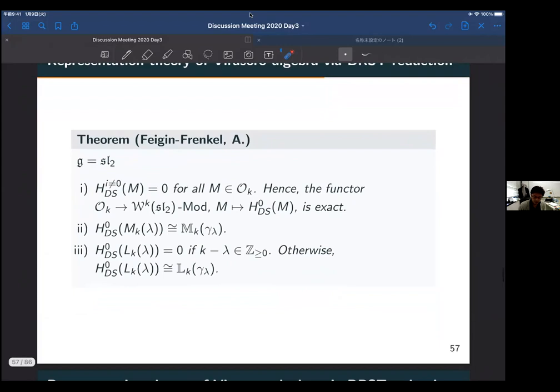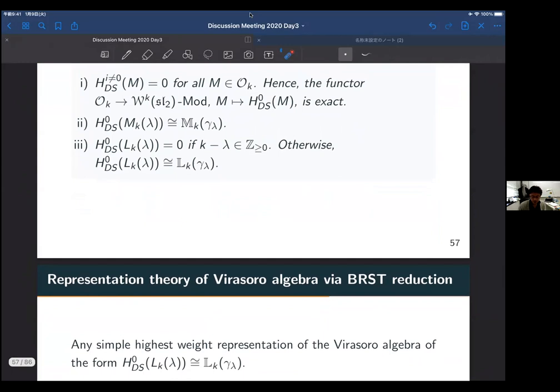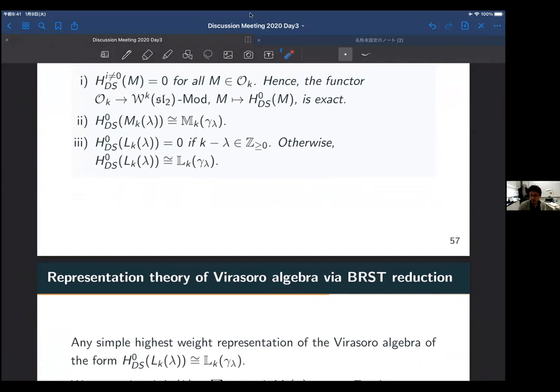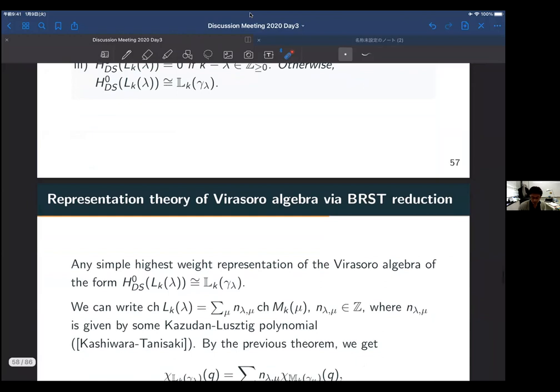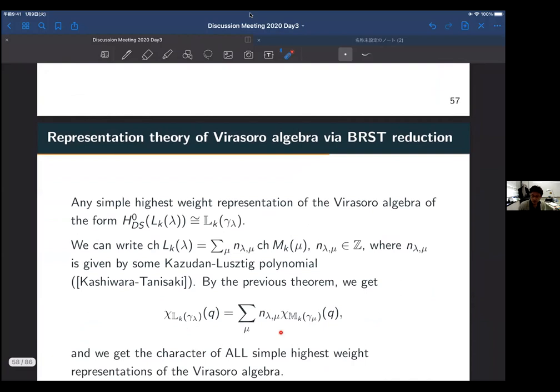So this is quite nice because any simple highest weight representation of the Virasoro algebra can be obtained as an image of a simple module of affine SL2. And because of the exactness, this functor defines a map between Grothendieck groups. So in particular, it defines a map between the characters. So if you write the character of a simple module in terms of the character of Verma modules, which is known and written in terms of affine Kazhdan-Lusztig polynomials, proved by Kashiwara and Tanisaki in general, we get this character formula for the Virasoro algebra for free.